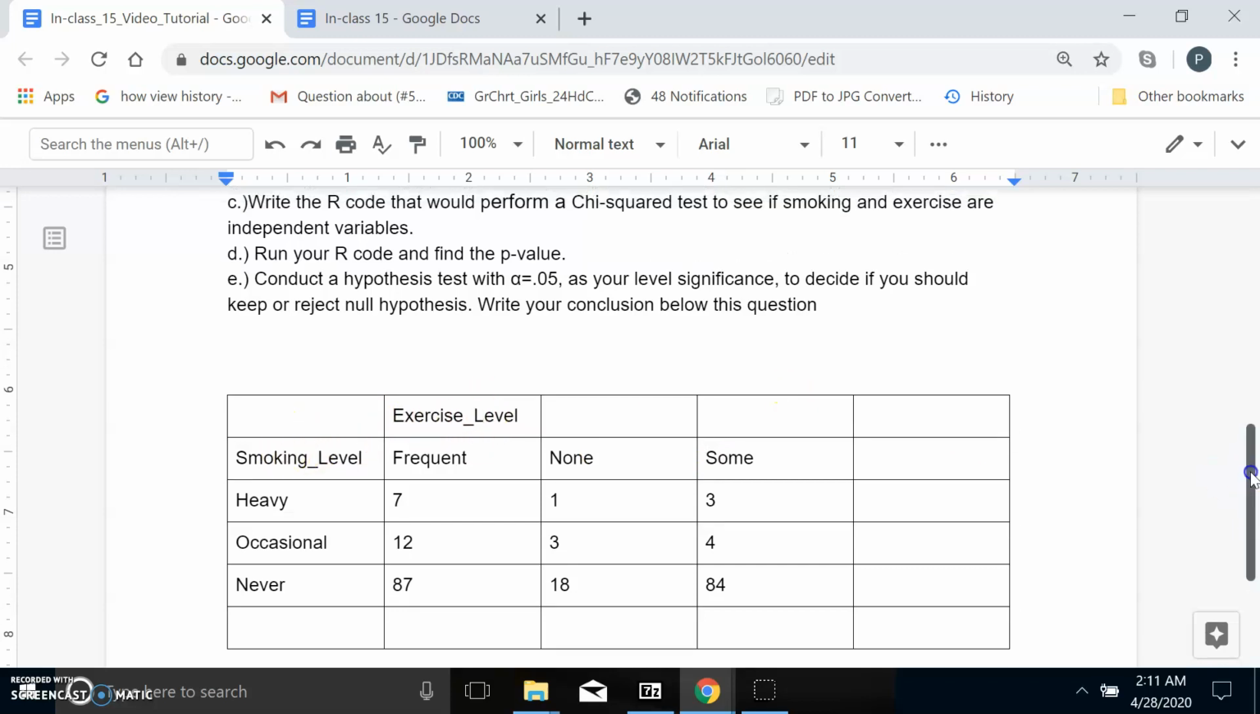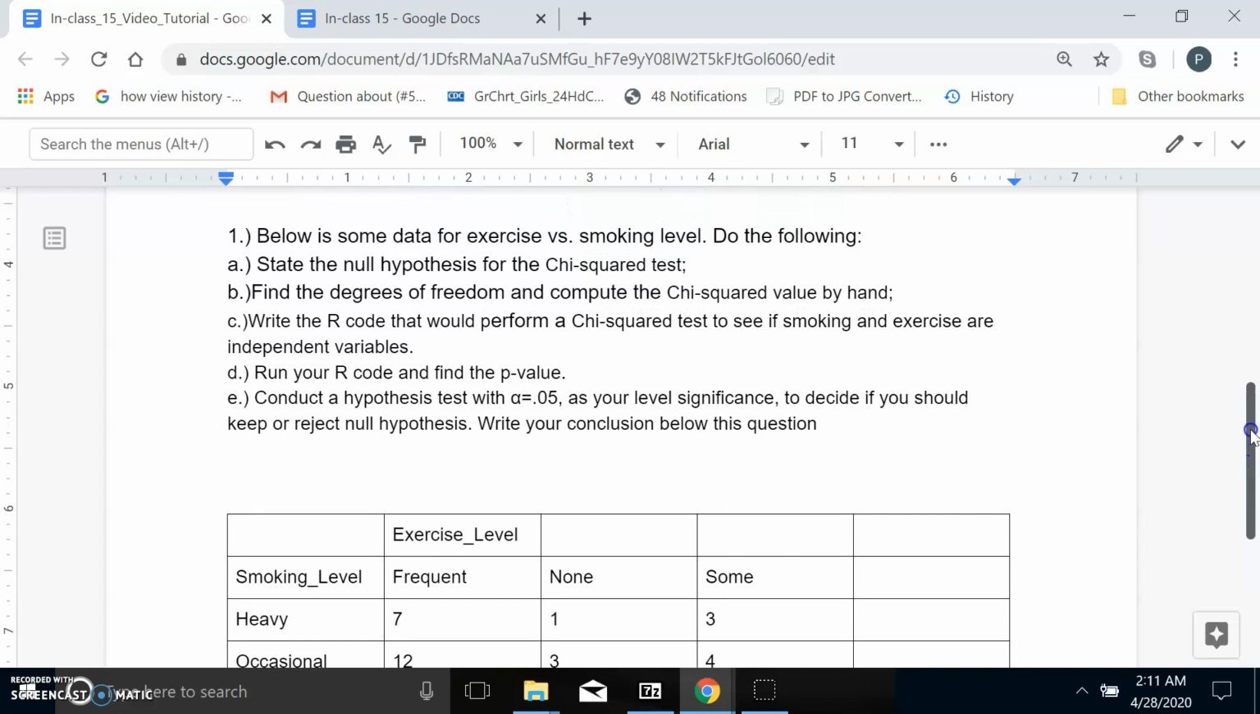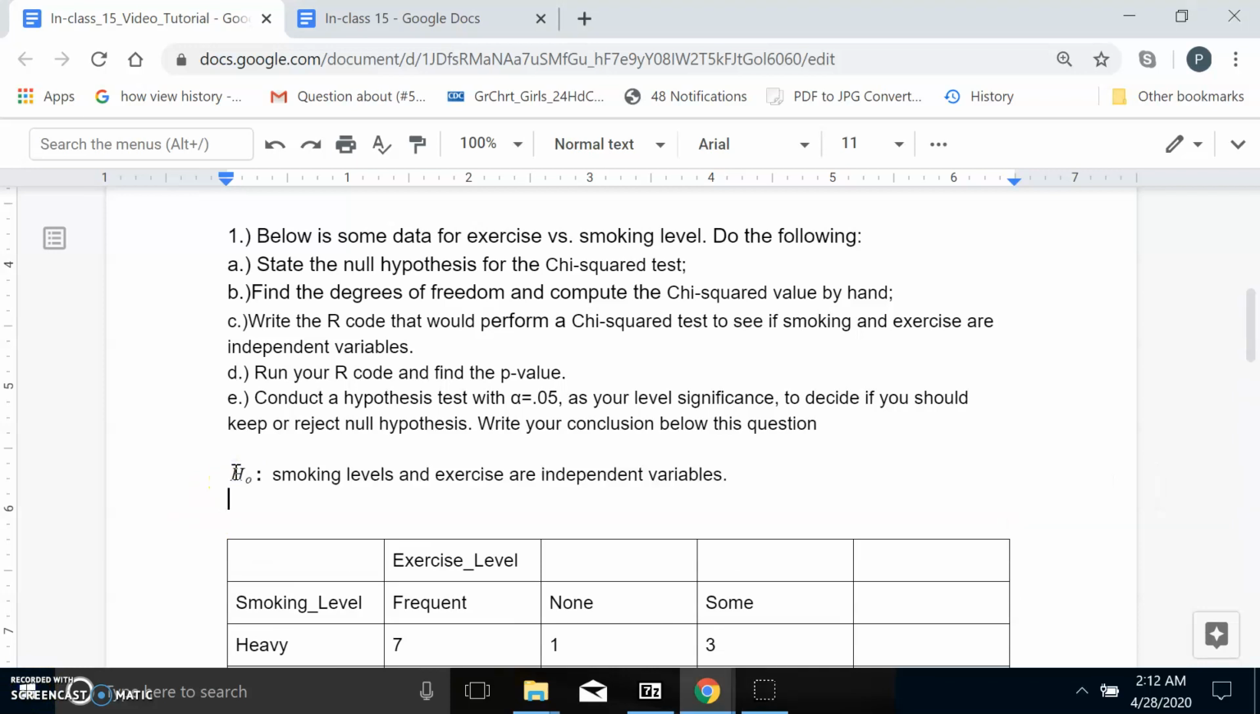So let's first figure out our part A, state the null hypothesis. Okay, so let's do that. So our null is going to be that the two variables are independent. So our null would be smoking levels and exercise are independent variables. Okay, so part B, find degrees of freedom. Let's do that next.